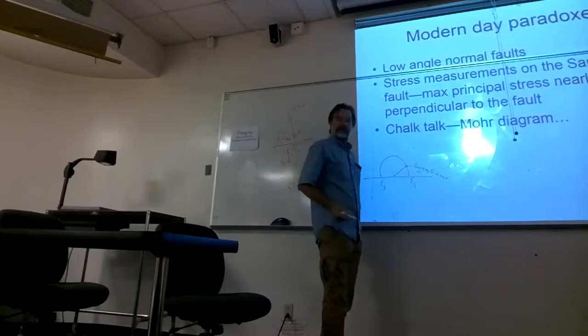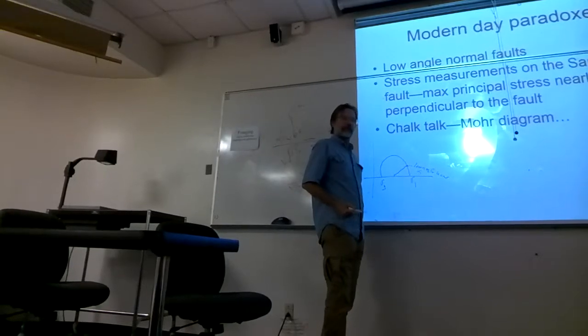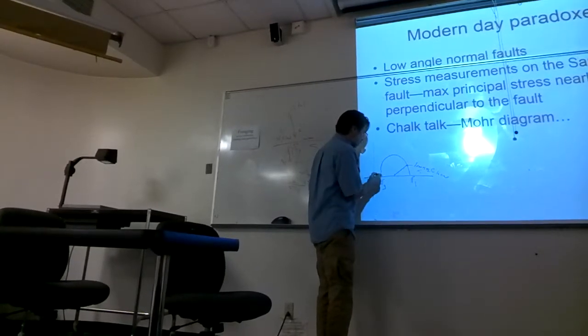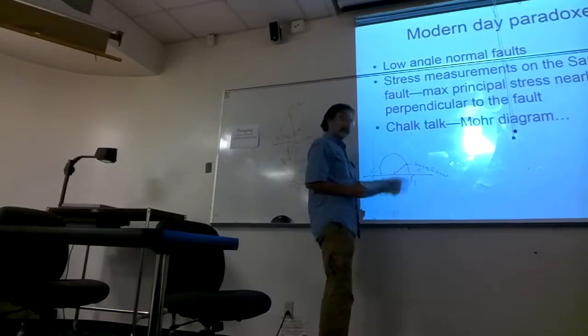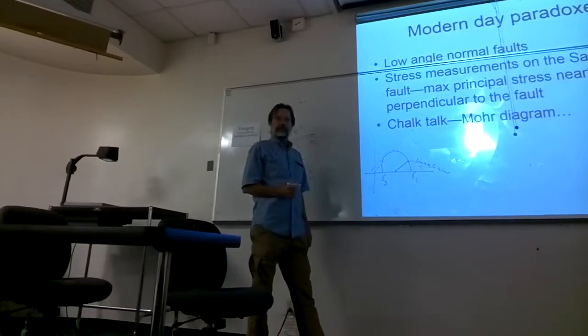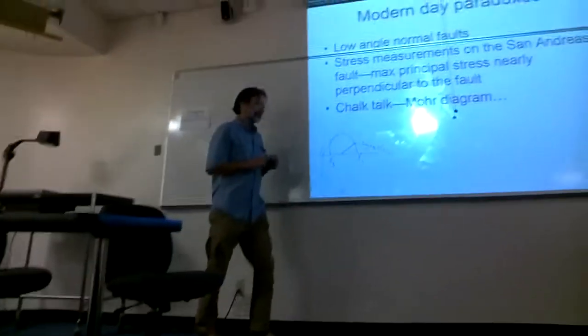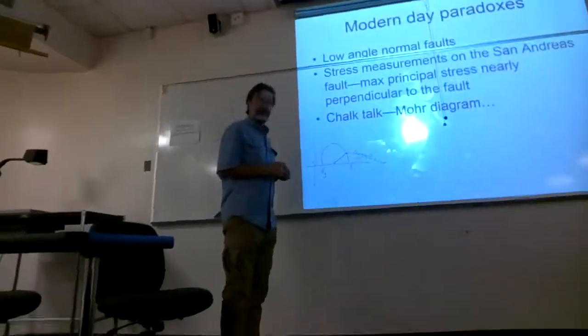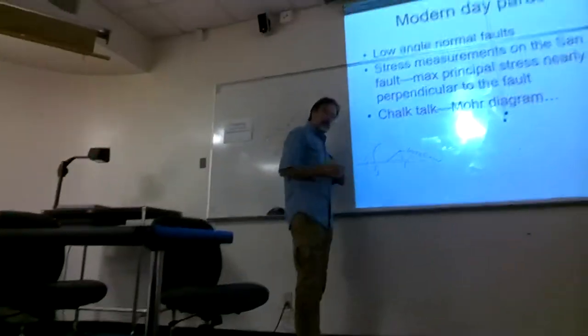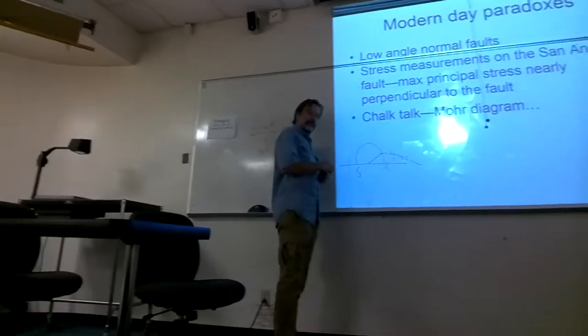Why would it ever move on that surface? Because the friction line is here, or the failure line is there. That's so far off that line. Does it have to do with the original creation of the fault itself? Well, we'll come back to that and talk about normal faults.